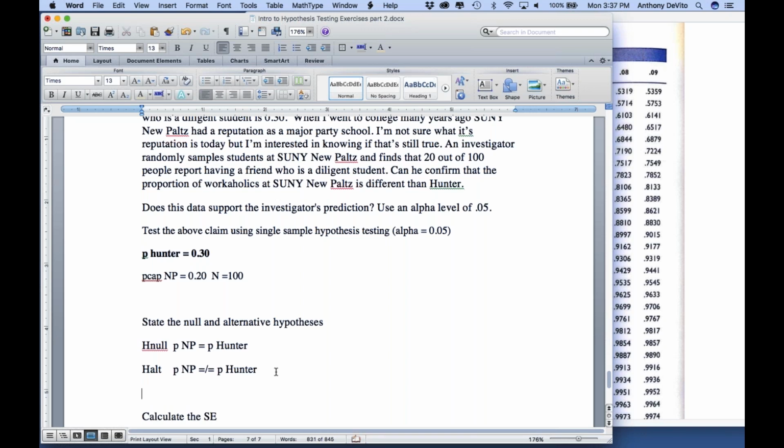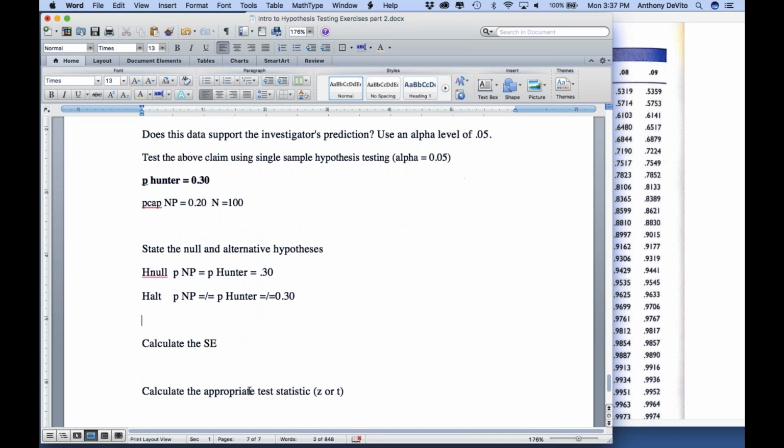So if I want, I could set this equal to 0.30 because that's what Hunter is: 0.30, not equal to 0.30. Instead of a P Hunter, I could put 0.30 in instead. Okay, so let's test that.